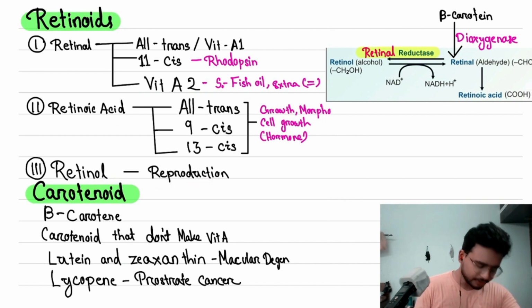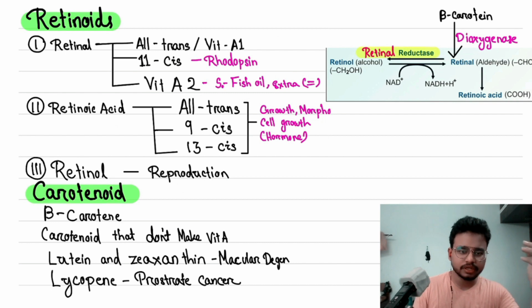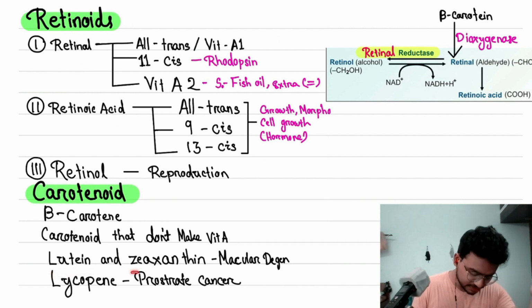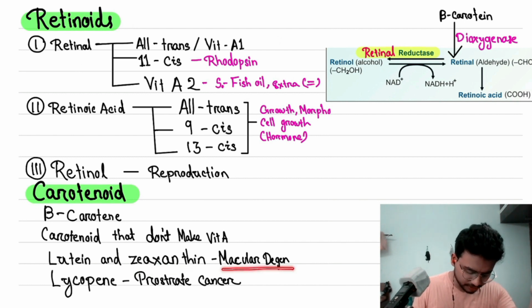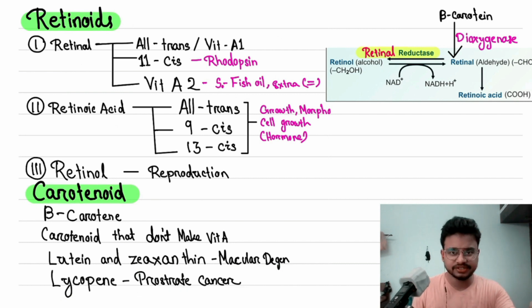The carotenoids are mainly, primarily, beta carotene. Not all carotenoids are precursors to vitamin A. There are some carotenoids which don't make vitamin A, like lutein and zeaxanthin, which are used as medicine for macular degeneration, and lycopene, which is used in prostate cancer.